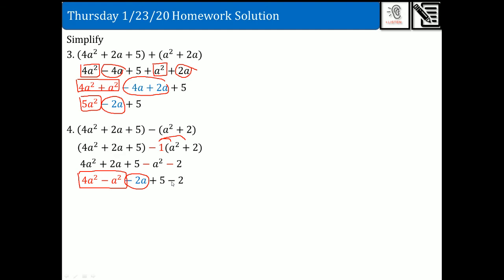Good. Wait, something's wrong. This is wrong. Hold on. I just saw that. This should be a 2. Wait, hold on. It's 2a, so this should be a 2. This should be a positive 2.